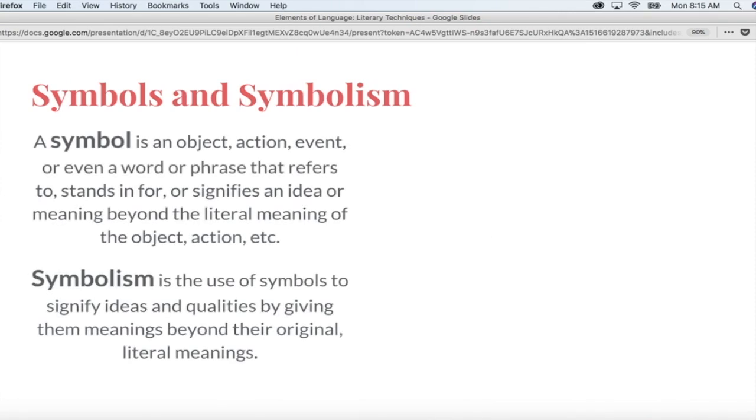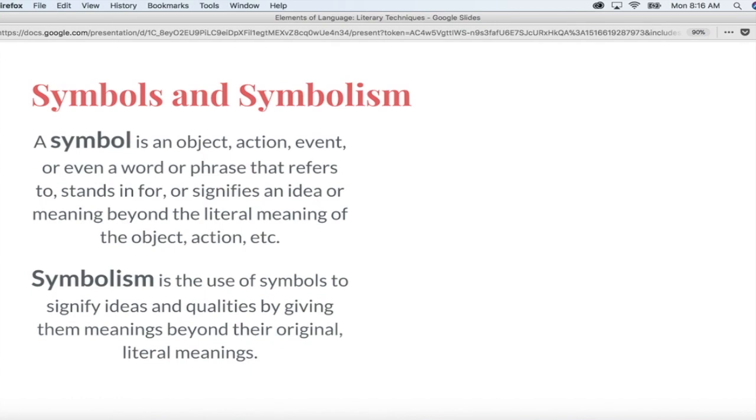So let's talk first about symbols and symbolism. A symbol is an object, action, event, or even a word or phrase that refers to, stands in for, or signifies an idea or meaning beyond the literal meaning of the object, action, etc. Symbolism is the use of symbols to signify ideas and qualities by giving them meanings beyond their original literal meanings.